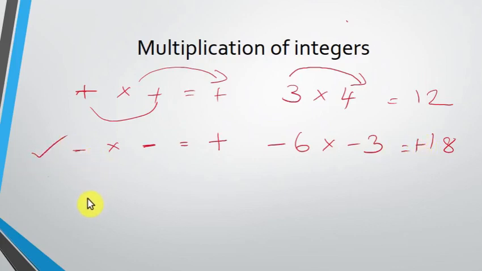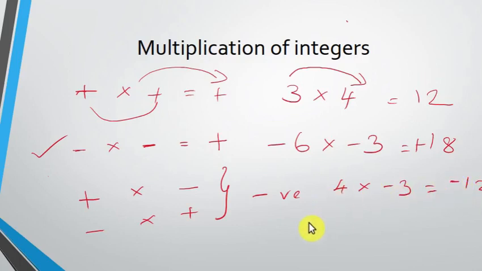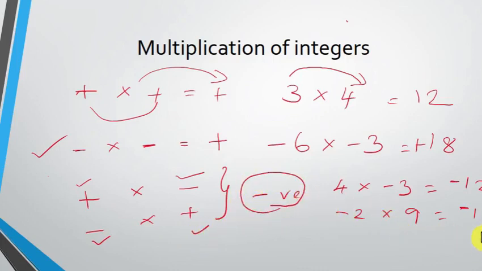Next, when we are multiplying a positive and a negative, or a negative into a positive, we get a negative integer. For example, 4 into minus 3 equal to 4 3s are 12, minus 12. Minus 2 into 9, 9 2s are 18. Minus into plus minus. So when we are multiplying a positive and a negative integer or a negative and a positive integer, we always get a negative integer.